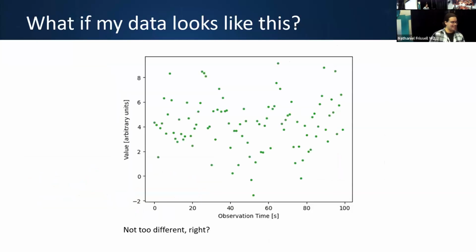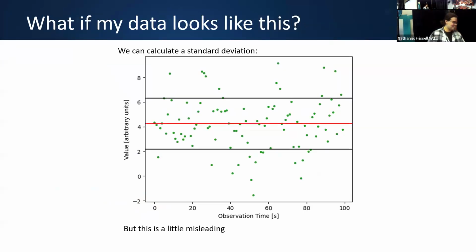What happens if my data looks something like this? That's not too different, right? It doesn't look all that strange. So okay, I can charge right ahead and say, well, I'm going to find a standard deviation anyway. I can do that, but this is a little misleading.